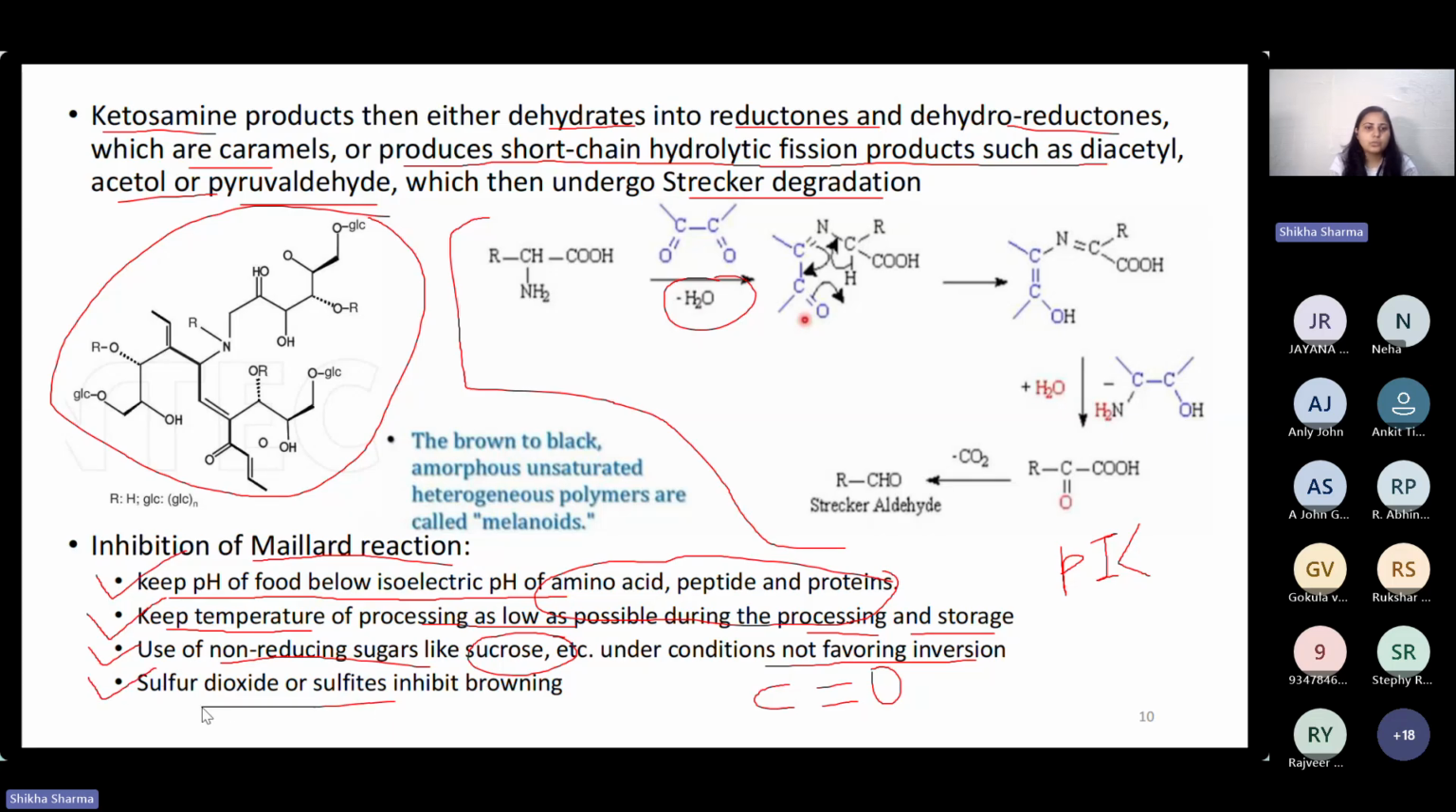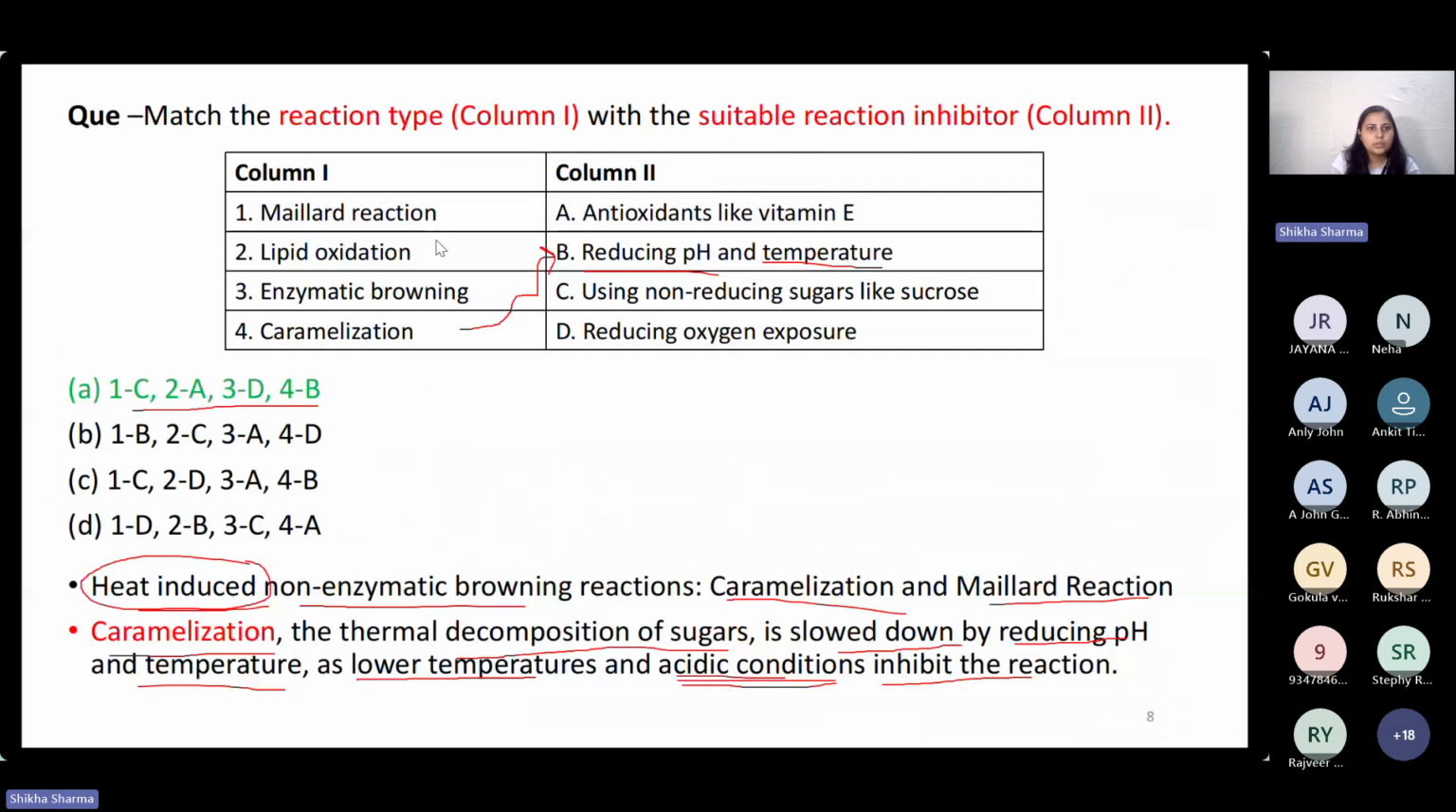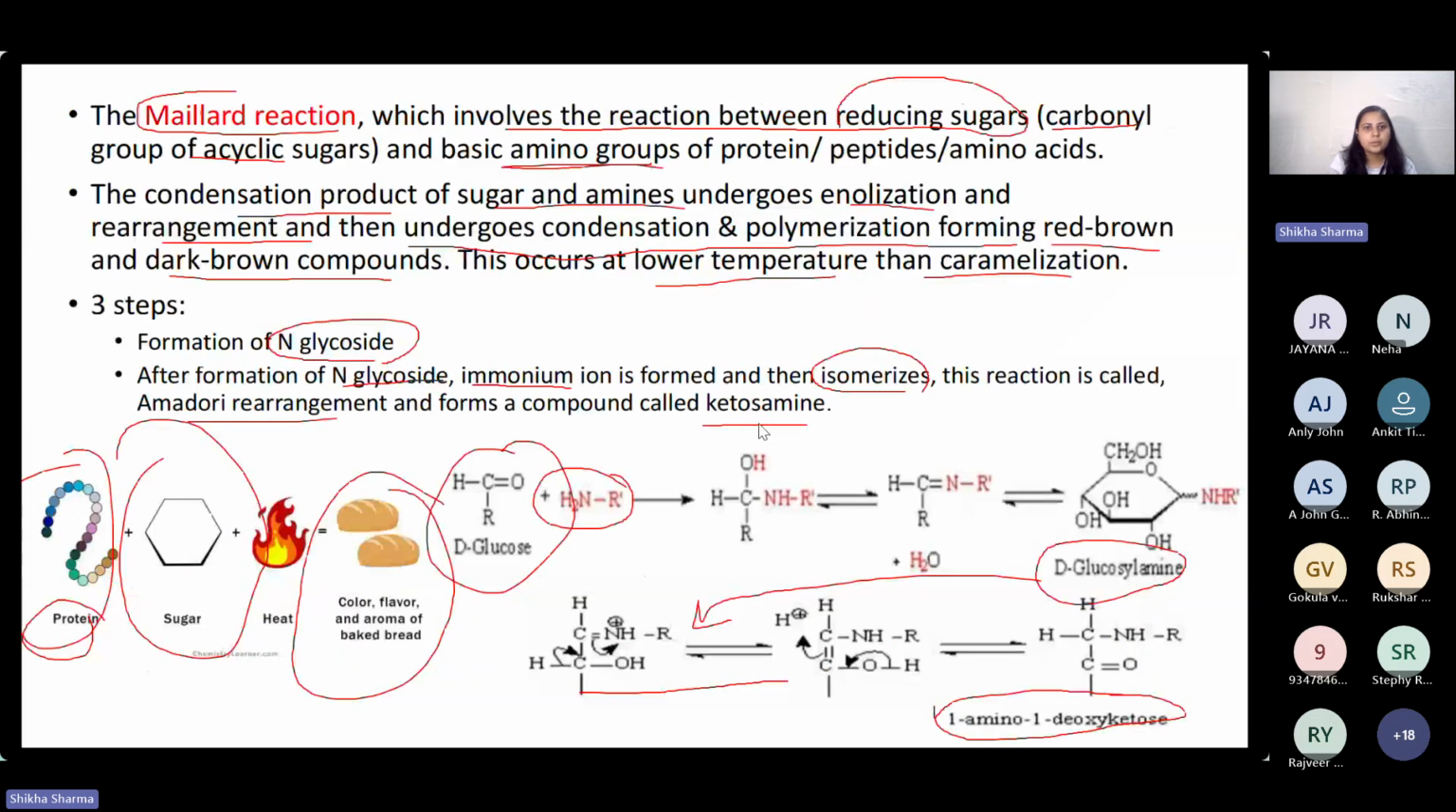Next, sulfur dioxide or sulfites also inhibit browning. So in these cases, we cannot use the Maillard reaction. Here the Maillard reaction cannot proceed when we have a non-reducing sugar like sucrose. It will inhibit this reaction, so in the food, this reaction will not proceed.